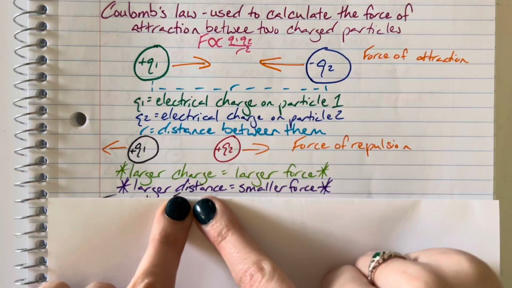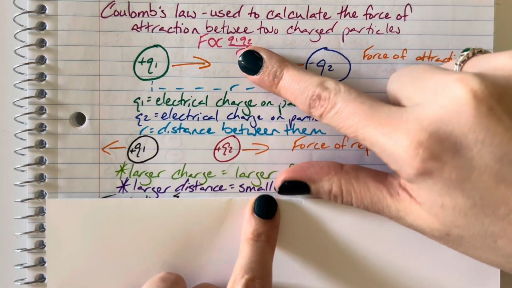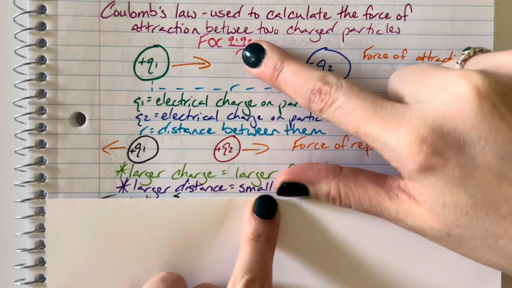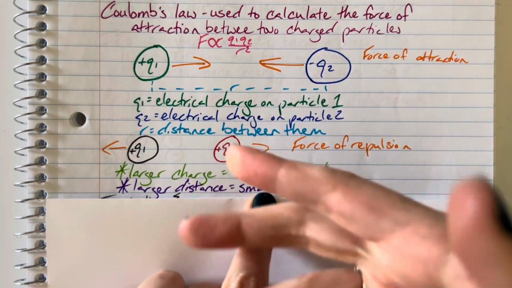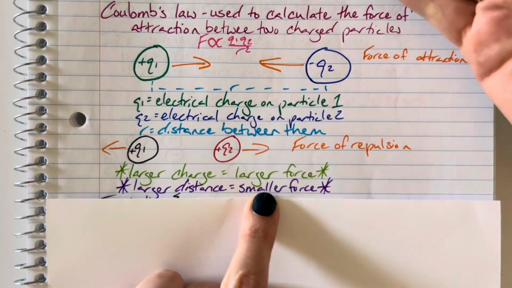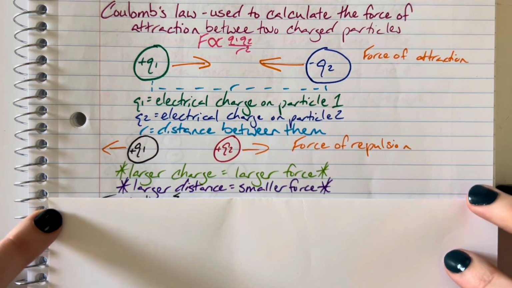And the larger the distance between the particles, the smaller the force. Remember that the distance is going to be the dividing factor here, and then it is also squared. So if this R value is larger, then we are very much decreasing the amount of overall force that we are experiencing.